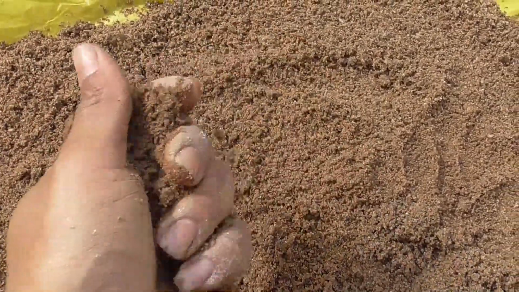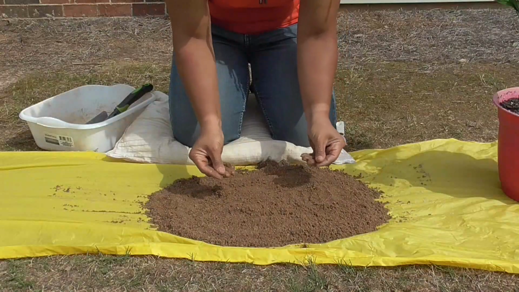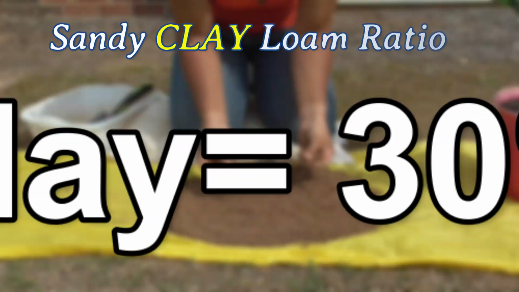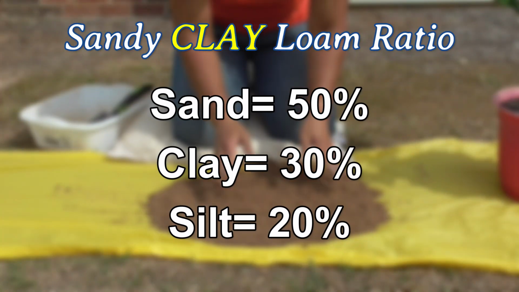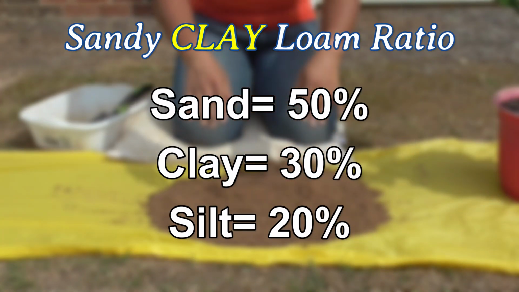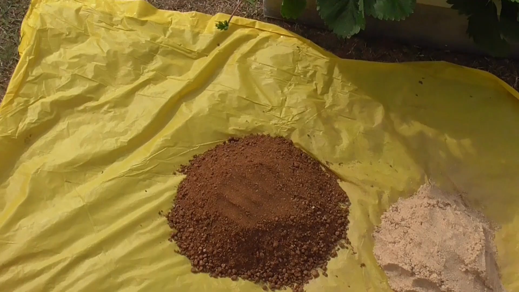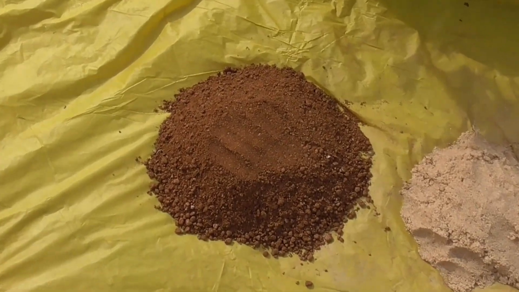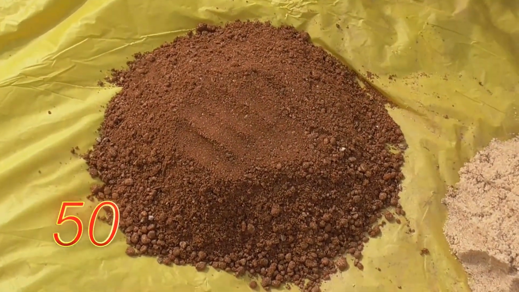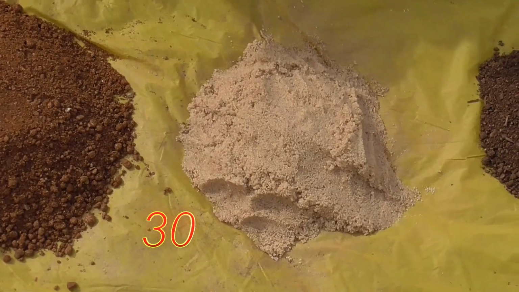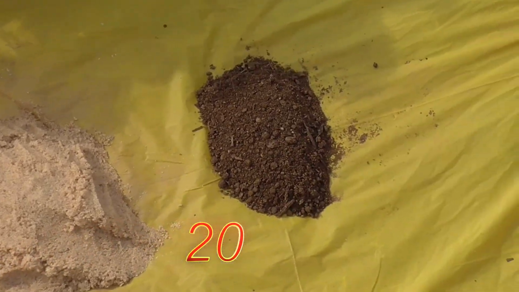If you have to make sandy clay loam, it's 50% sand, 30% clay, and 20% silt. Now let's move on to clay loam, which is 50% clay, 30% sand, and 20% silt.